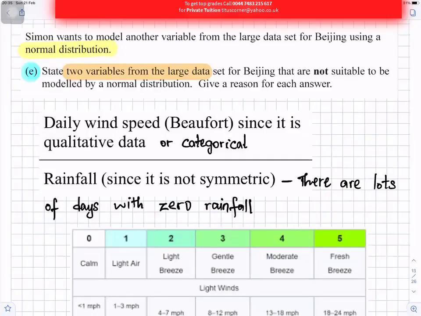Simon wants to model another variable from the large data set for Beijing using a normal distribution. State two variables from the large data set for Beijing that are not suitable to be modeled by a normal distribution. So one of them is the daily wind speed on the Beaufort scale. Why? It is qualitative or categorical data. Also, rainfall is not symmetric. There are lots of days with zero rainfall.